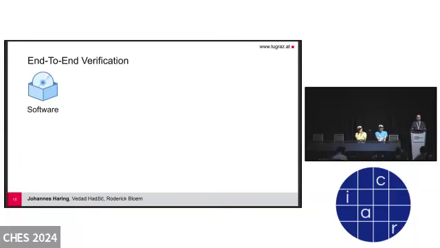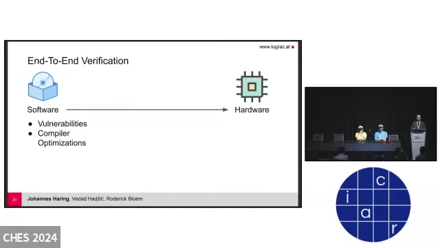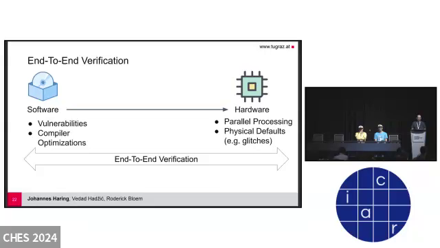Now, what we want to achieve is to have an end-to-end verification of an entire system. So we start with software, which might have vulnerabilities or compiler optimizations which mess up our masking implementation. And we want to execute it on actual hardware, which might also introduce some problems like parallel processing or physical defaults like glitches. And as I said, our goal is to have an end-to-end verifiable system where there's no way of having a manual problem here.